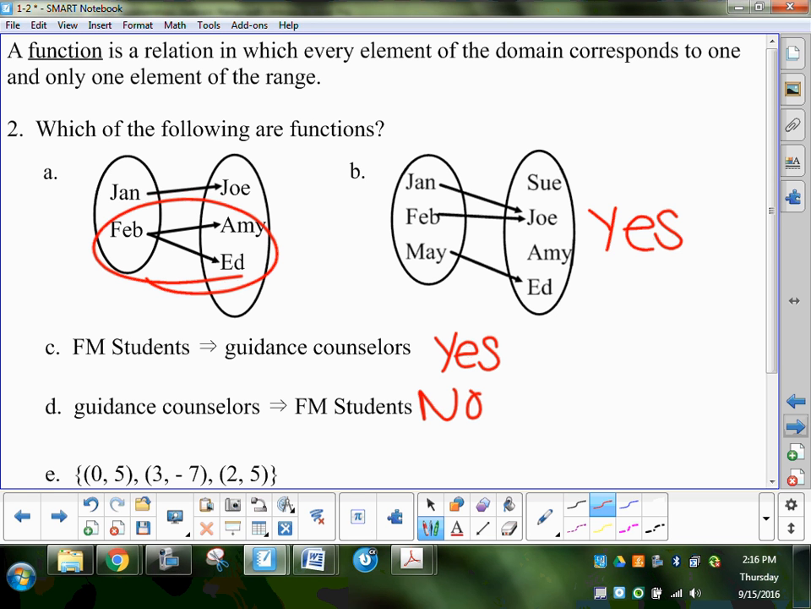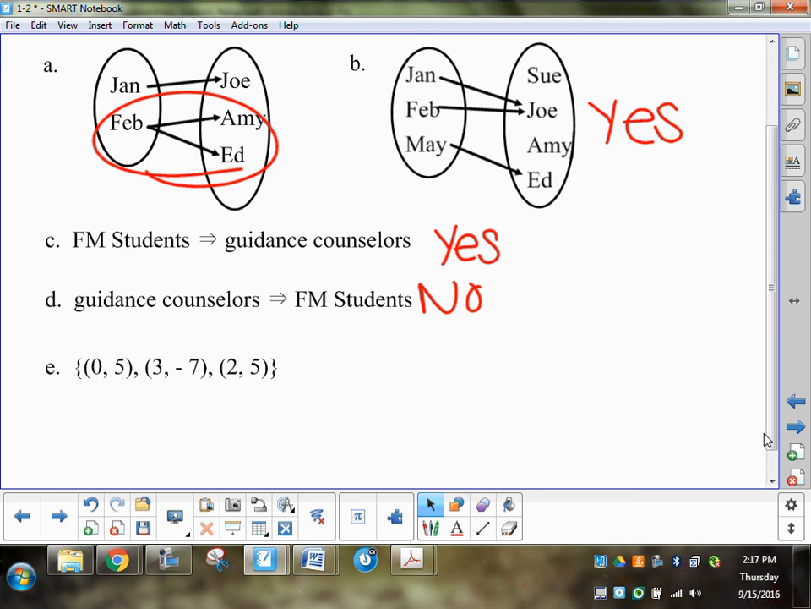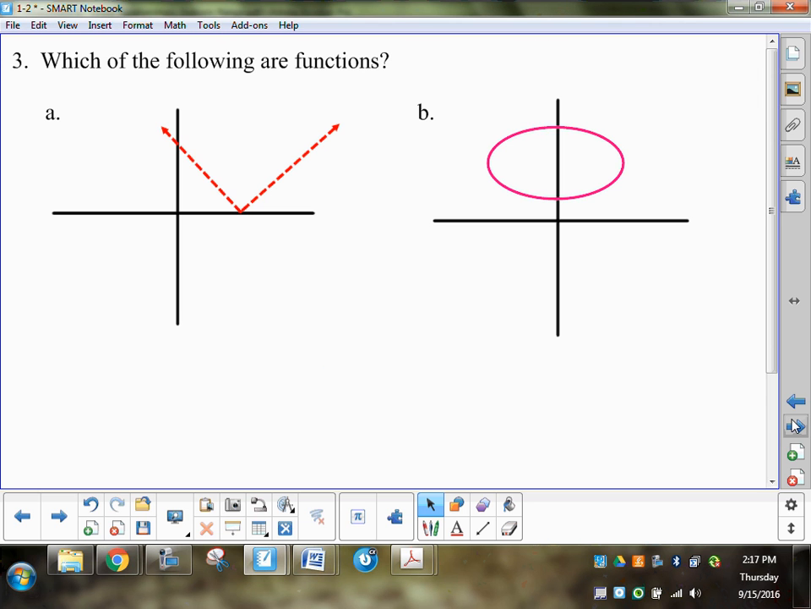Going the other way, though, each of you has a unique counselor. How about for E? C. Olivia C. Olivia, is this going to be a function? Why? Every input has one output. Take a look at this for 3.